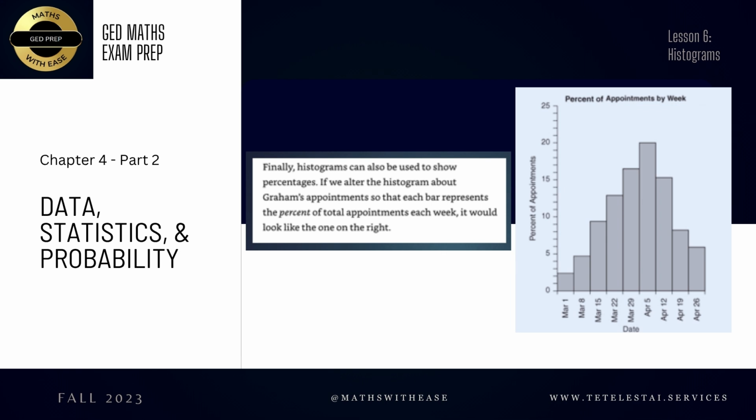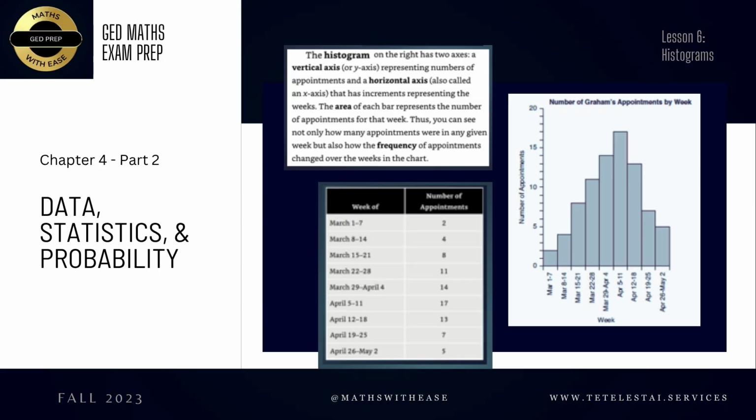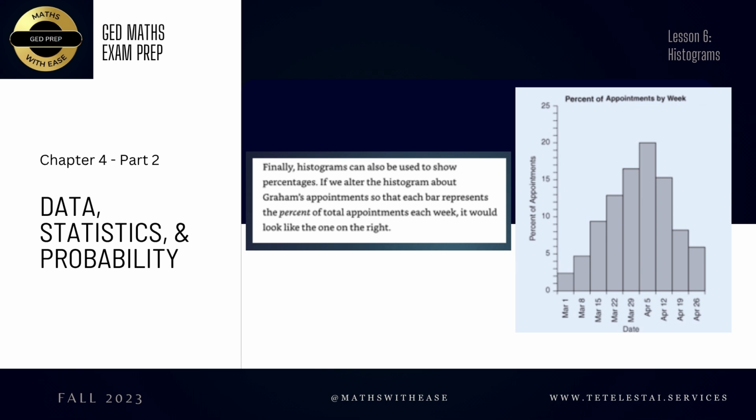Again, if you wanted to find out, let's say, the percentage of appointments he had in the second week of March, you would just divide 4 by 81, and that would be upwards of 0.04, maybe around 0.05, and then you could just change that decimal to its percentage equivalent. You can see here that for the second week of March, the percentage of his total appointments was 5%.